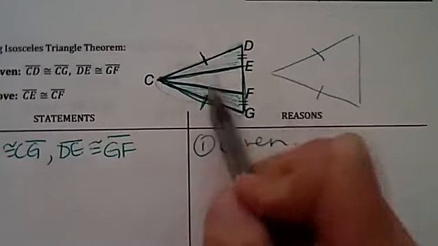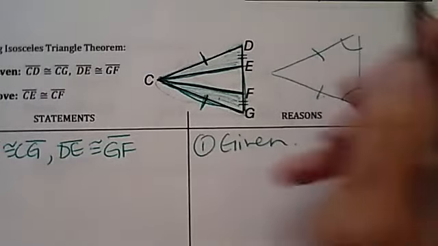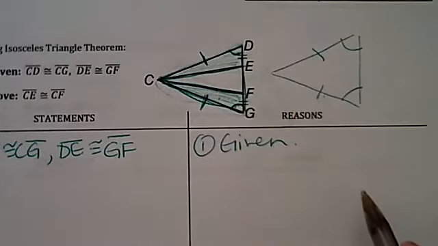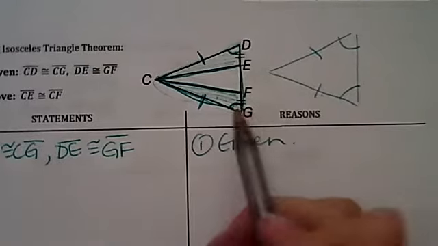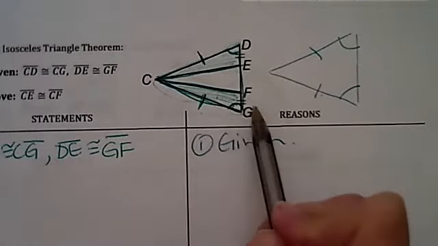Right? That's CD and CG. So if two sides are the same, two angles are the same, right? So then I could mark D and G as congruent, and that would be because of the isosceles triangle theorem. And then once I do that, now the triangles will be congruent by side angle side. So we'll get to that in a second.